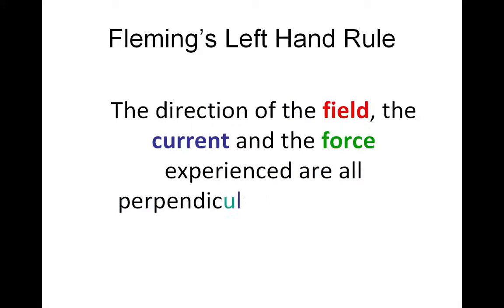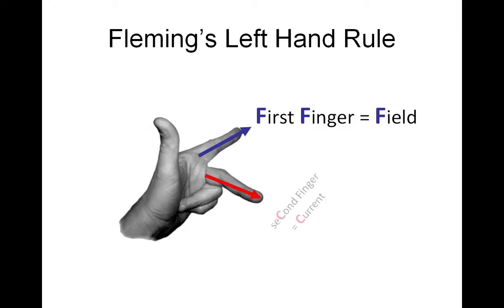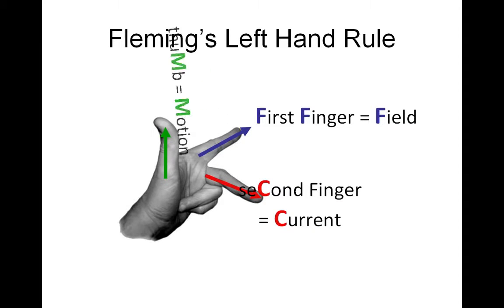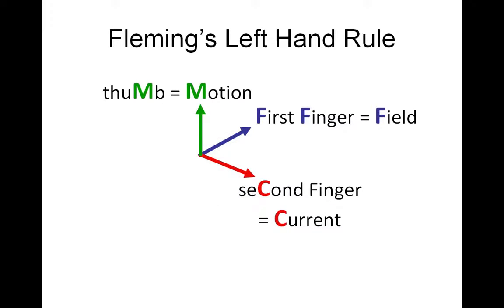The direction of the field and the current and the force experienced are all perpendicular to each other. To figure out which is which, we use Fleming's left-hand rule. So we have our thumb, first finger and middle finger all at right angles. First finger is the field, second finger is the direction of the current, and the thumb is the direction of motion of the conductor. As you can see, all at right angles to each other. It's like an X, Y, Z graph.